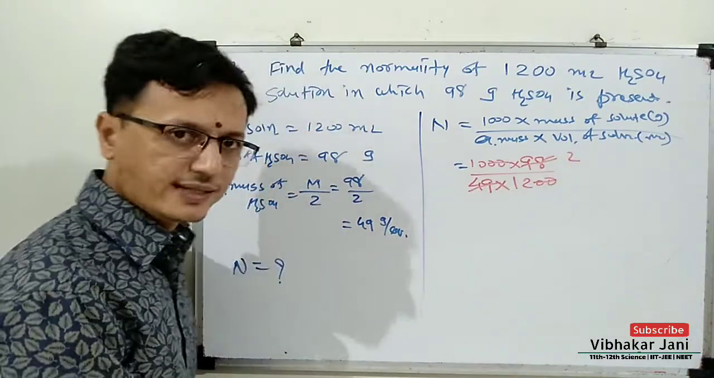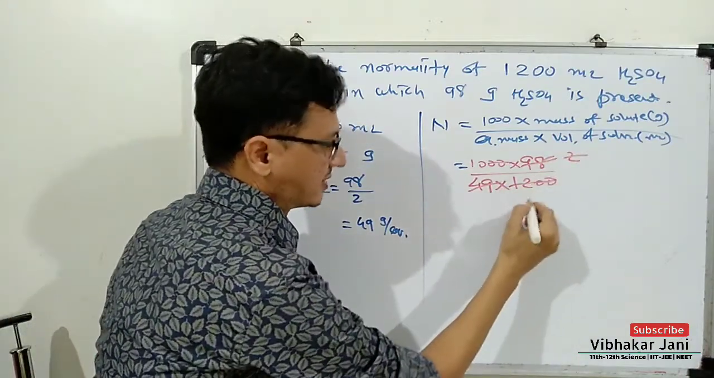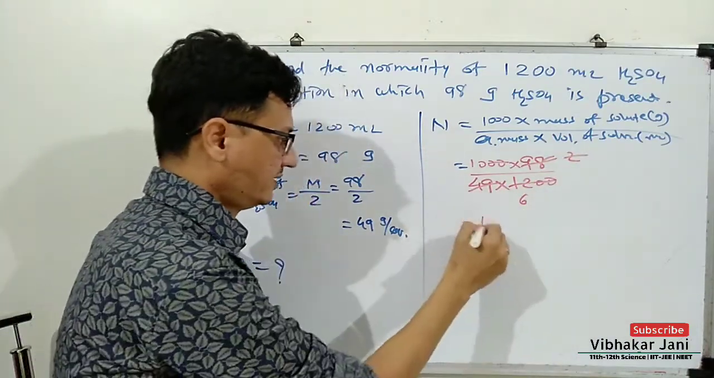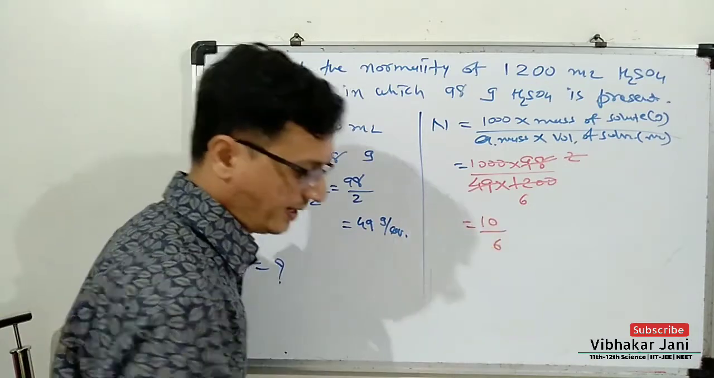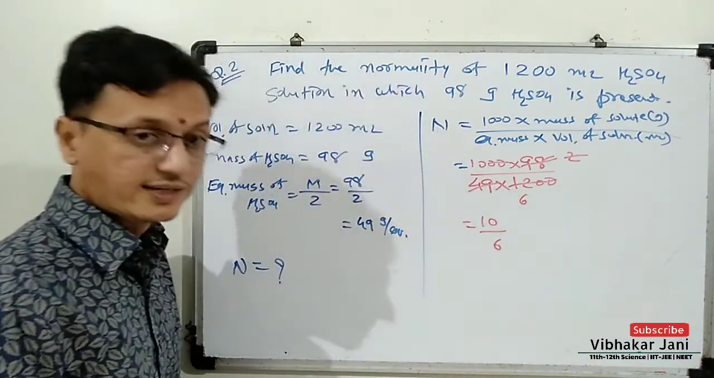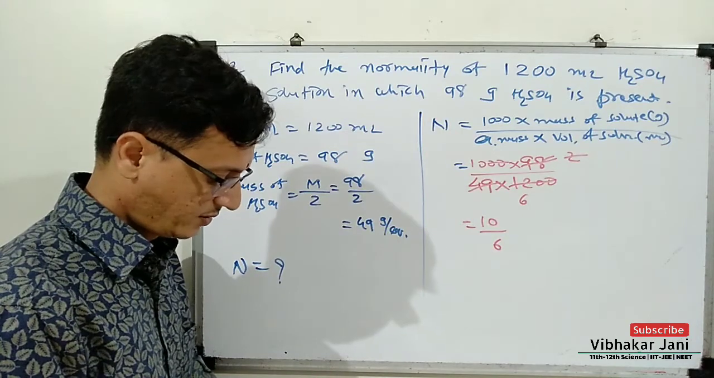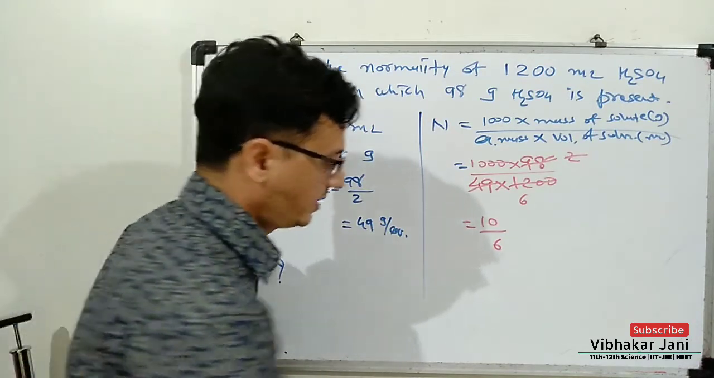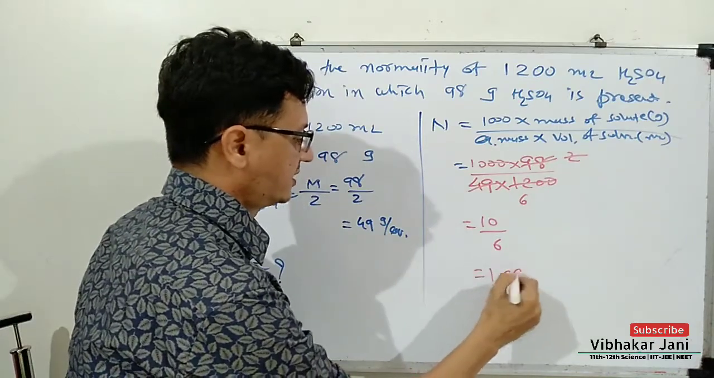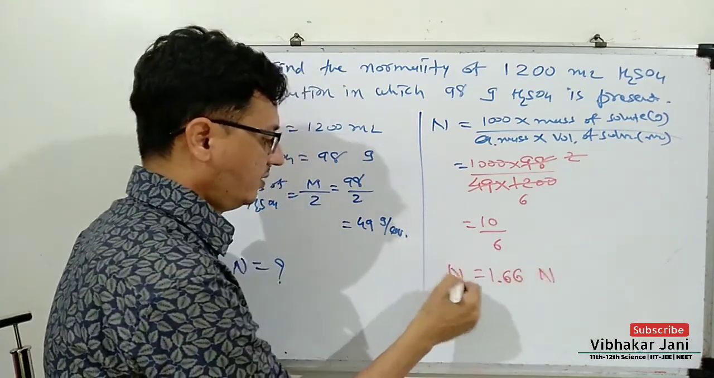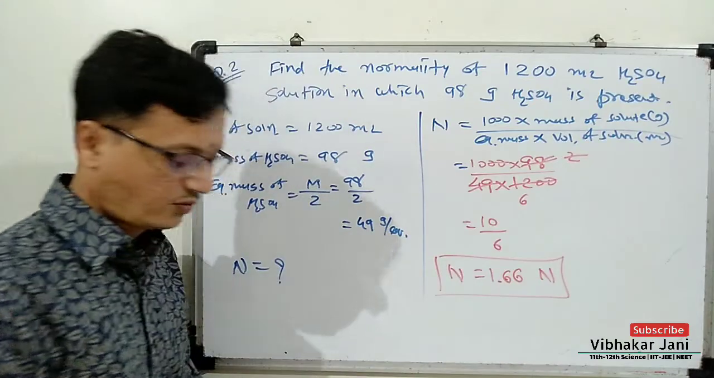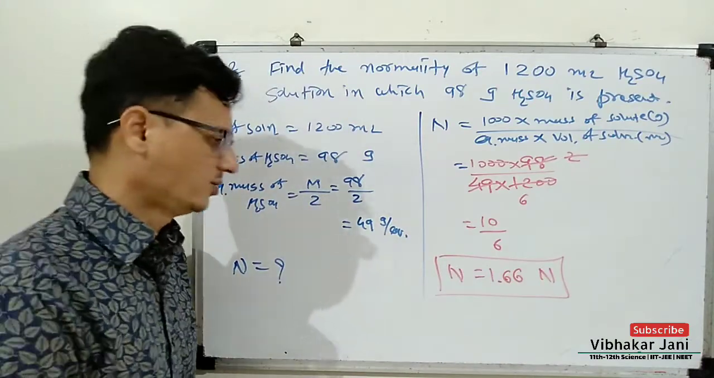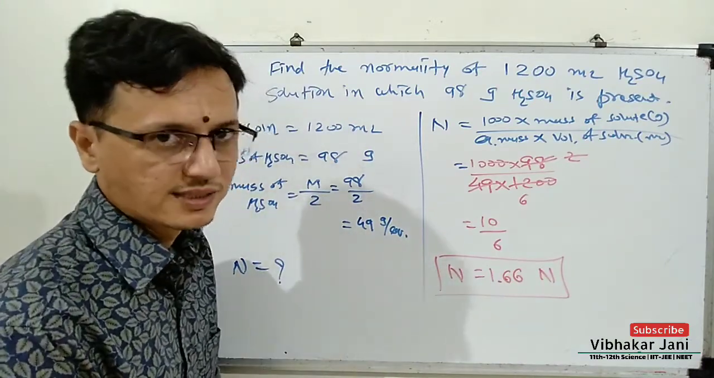49 to the 98, 2 6 12. So it is simply 10 divided by 6. Now if you divide 10 by 6, then you will have the answer 1.66. So 1.66 normal will be our normality for the sulfuric acid solution. So this is the answer, 1.66.